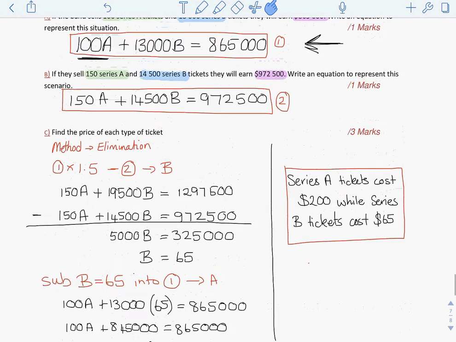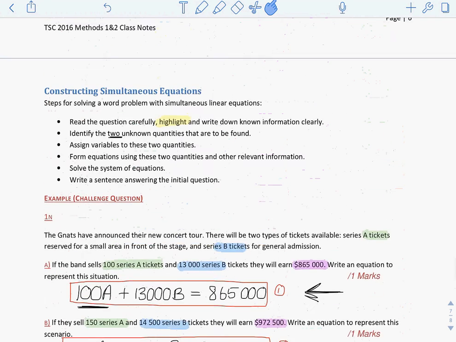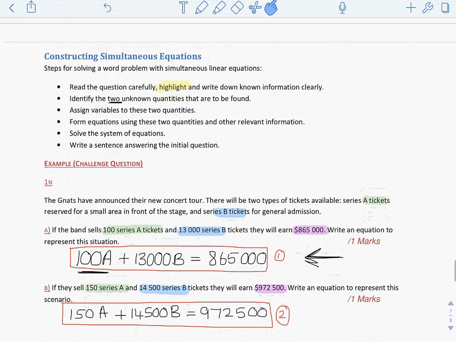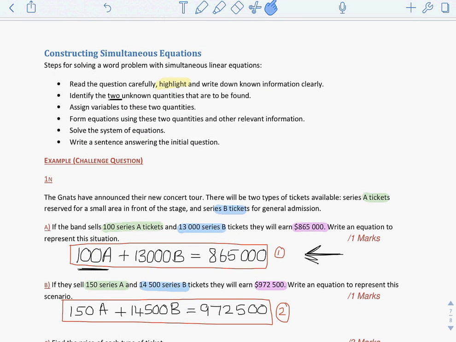Again, we have just gone over the steps that are at the top here. We've highlighted the appropriate content. We've identified the two unknown quantities that we want to find. The variables were already assigned. We did form two equations as part A and part B. We found two equations. We solved those, and then we wrote a sentence to answer the initial question. That is constructing simultaneous equations.